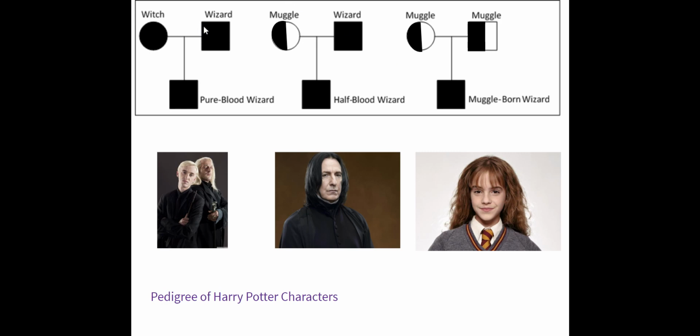So you can see that Draco is a pureblood because both parents had the trait, and he has both traits for being a wizard. He's half-blood because one of his parents is not a wizard, and then she's a muggle-born wizard because both of her parents are non-wizards.